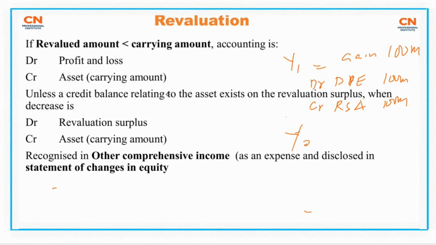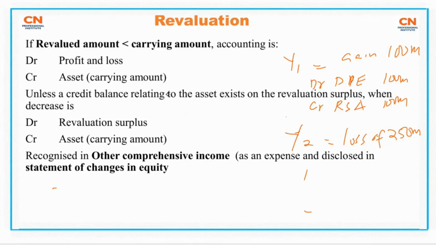Let's say year two, you made a loss of 250 million. In the normal sense, you are supposed to record the loss in the revaluation surplus account. But the revaluation surplus account has only a balance of 100 million. So you can't record the whole 250 loss there. We can only record 100 loss there. So out of the 250 loss, we'll take 100 to the revaluation surplus account to reduce it to zero. Then the remaining 150 loss will go to P&L.